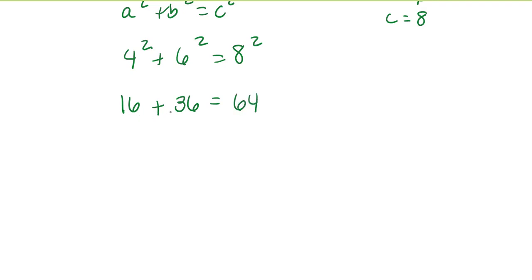If we add 16 plus 36, that's 52. Then we can ask, does that equal 64? The case is, it does not equal this. So the answer is no, because these are not equal. So this is not a right angle triangle.